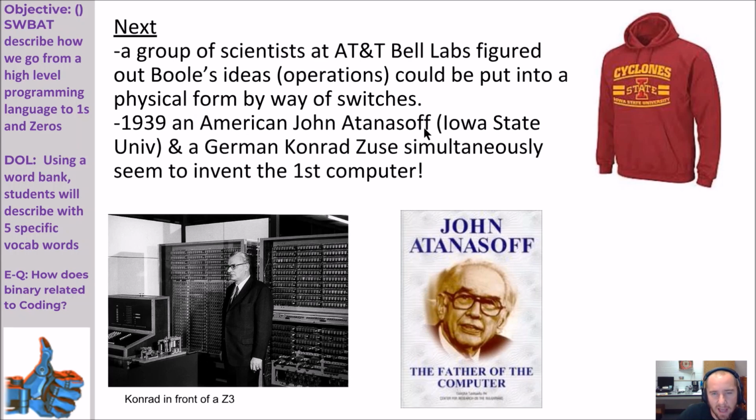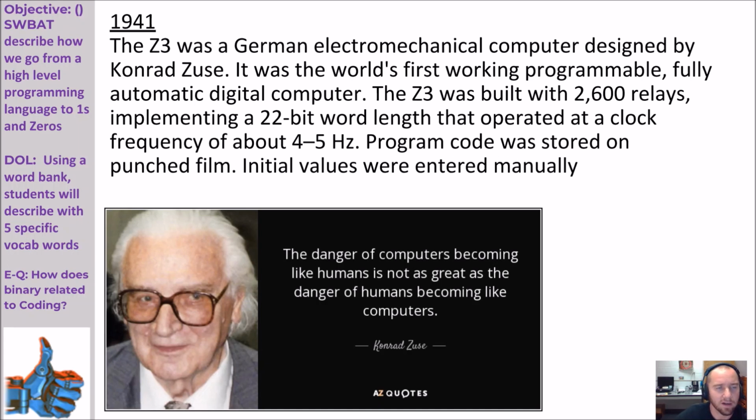John Atanasoff, many of you have seen me wear my Iowa hoodie around class. He is a guy from Iowa State University. He's the American who created it, and then the German I was speaking about earlier named Konrad Zuse. These guys simultaneously are given credit for inventing the computer. Konrad here invented the Z3. This is an electromechanical computer, essentially the world's first working programmable, fully automatic digital computer.